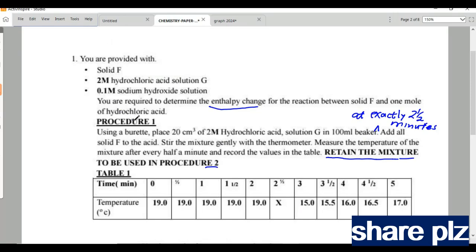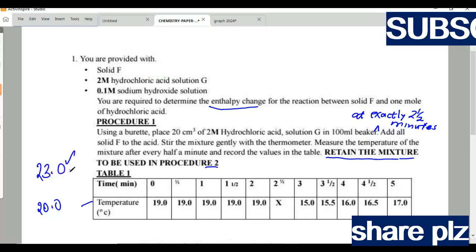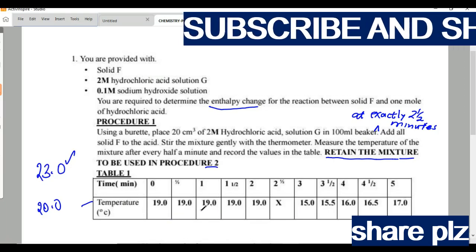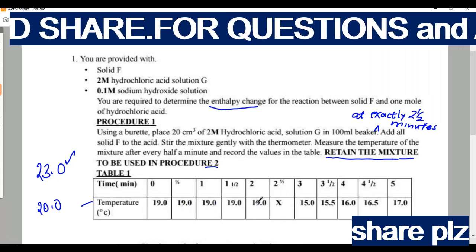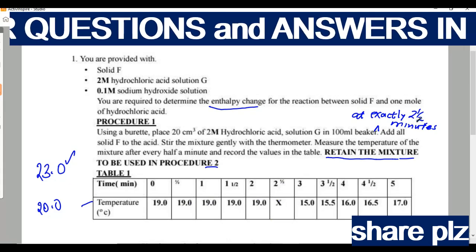So according to this is my temperature. When you have not added anything, this is the room temperature. In my case, it is 19.0. Always record temperature with 1 decimal place. If it is 20, you write 20.0. If it is 23, you write 23.0. So record temperature with 1 decimal point. Now there is this point when the time is 2.5.